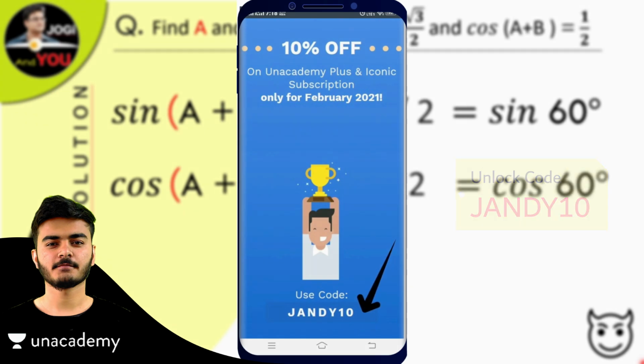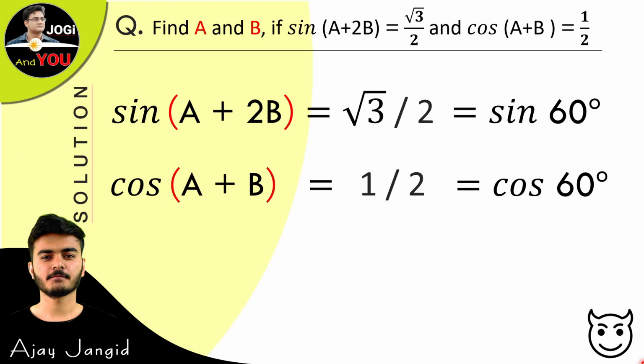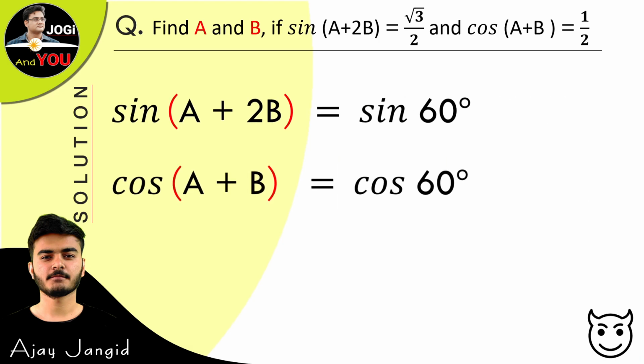So let's get back to the original question. Now see both these equations carefully. In the first equation, the middle value we have is root 3 upon 2. There are two values equal to root 3 upon 2, which are sin(A + 2B) and sin 60. Similarly, in the second equation, there are two values for half: on the left side cos(A + B) and on the right side cos 60 degrees. So we write these directly as equal.